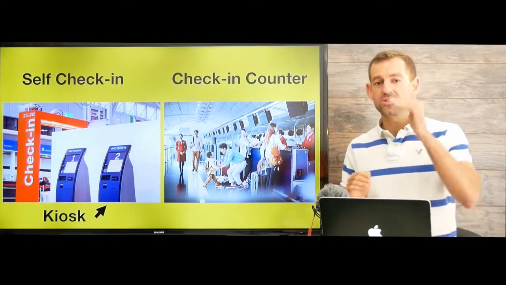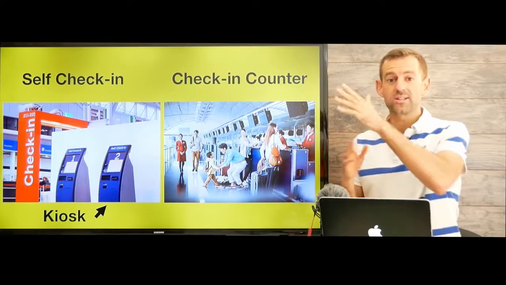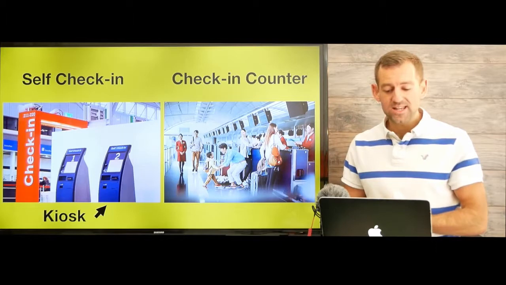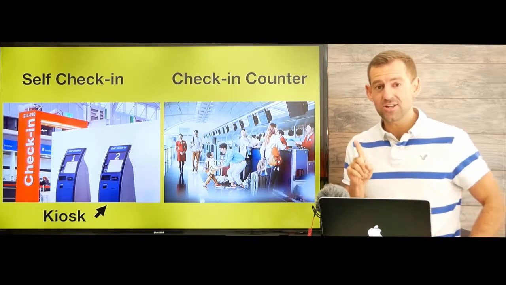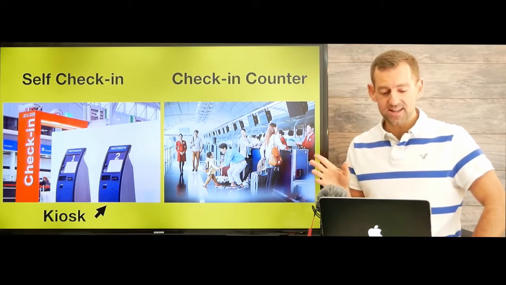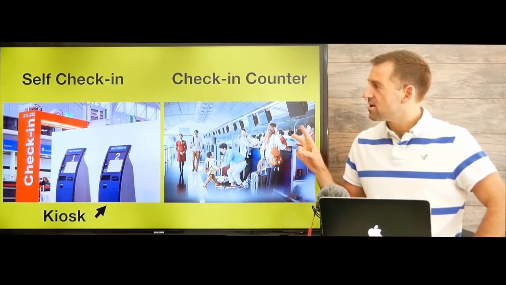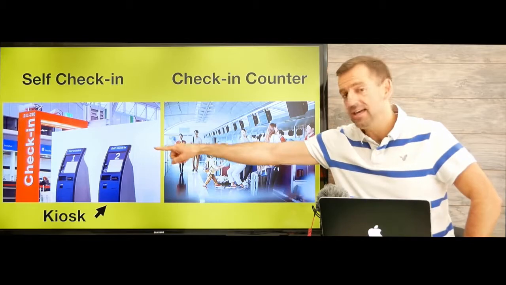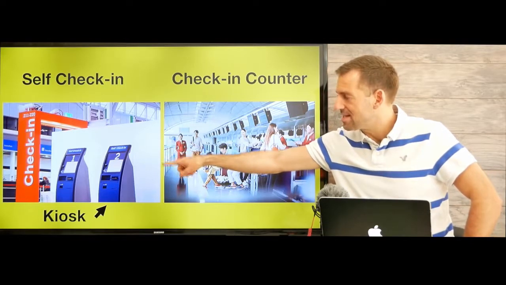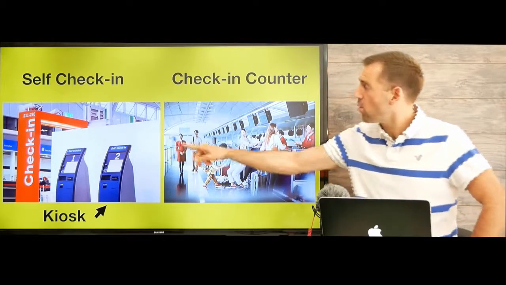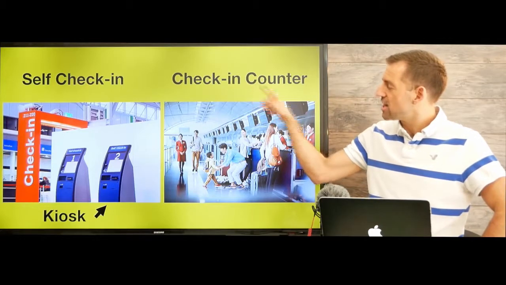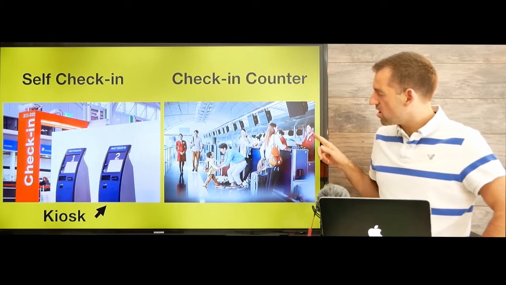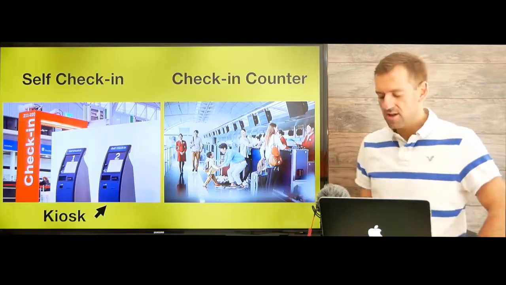Say we're going to the departures level and we're going to fly somewhere. All right, then we need to check in. That's the first thing you need to do. You need to find check-in. Now there's two ways to do this. You can go to self-check-in and you're going to use a kiosk. Those things are called kiosks. You're going to use that to check in, or you're going to go to a check-in counter. And you're going to talk to this lady here.